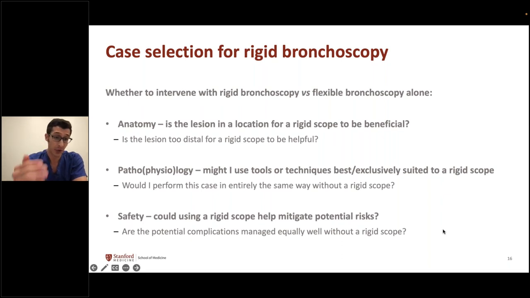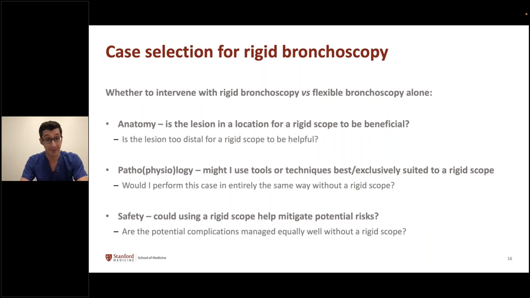But if you think that the anatomy, the pathophysiology, and the safety could all be best managed or optimized with rigid bronchoscopy, then that might be a case that you opt to do a rigid bronchoscopy upfront. And the last thing I'll say before we talk about some particular indications and situations where rigid bronchoscopy is indicated, this is not something that you can just draw a fine line dividing the two. There are lots and lots of people who are doing what I might do with a rigid bronchoscope exclusively with flexible bronchoscopy. And some of that is training and people's comfort, it's experience, and it's the availability of resources.